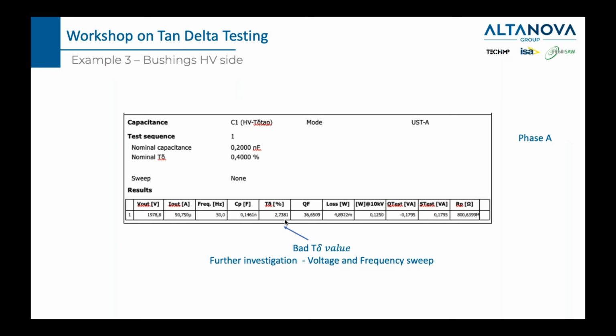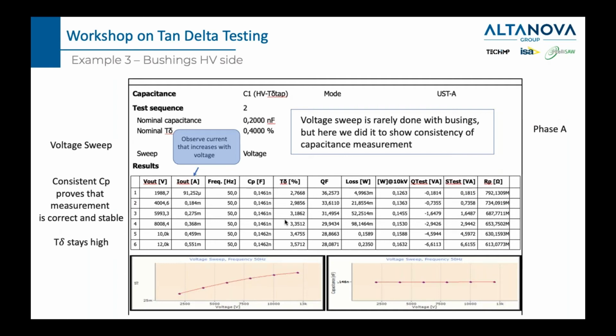In this case, first we did a voltage sweep. We did a voltage sweep just to assure ourselves that the capacitance should stay the same, and it did. 146 picofarad was measured all throughout, and we saw that the tan delta was changing. But then we did the frequency.